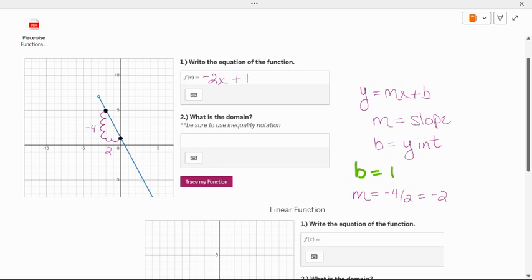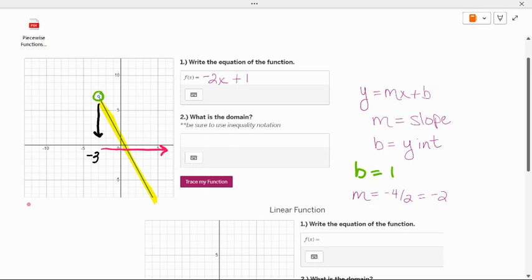Now the domain says be sure to use inequality notation. I want you to take a look at this domain. You see that this is an open circle, and that open circle is right above -3. So that means that -3 is not included in the inequality. So it's not going to have an equal bar underneath the inequality. And you'll notice that everything else in this function is bigger. All of your input values, or your x values, are bigger. We're going in the right direction.